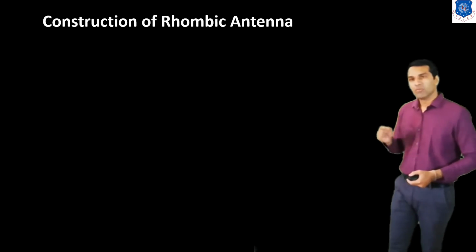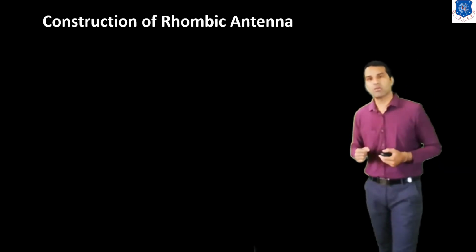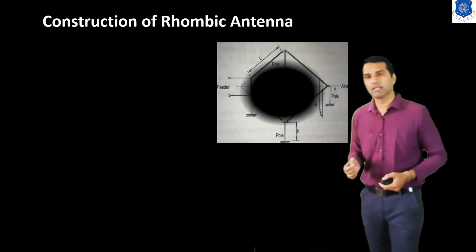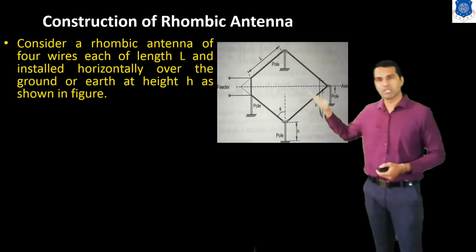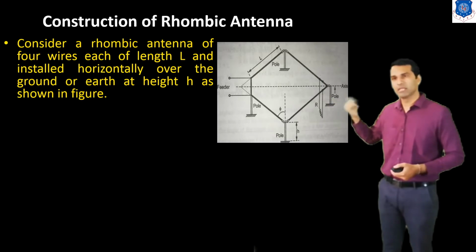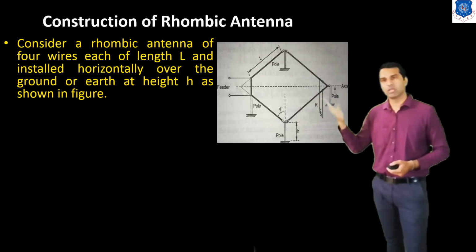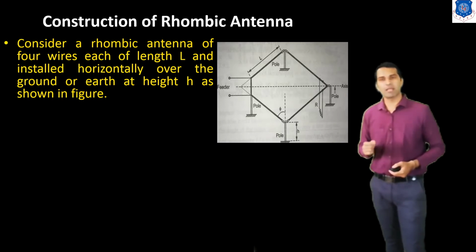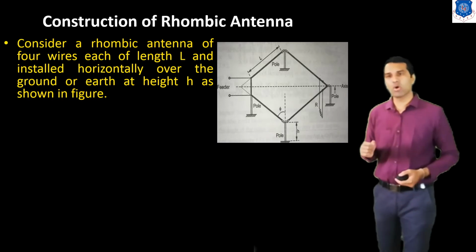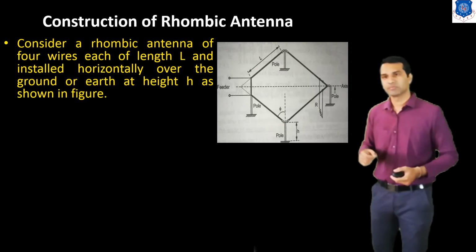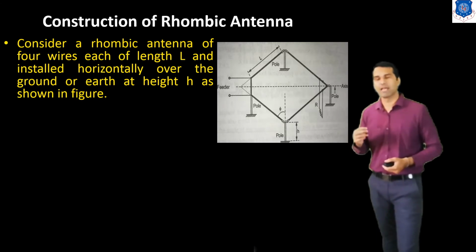Now we discuss the construction of the rhombic antenna. How can we construct the rhombic antenna? So here, this is the figure of the rhombic antenna. We can see, consider a rhombic antenna of four legs, 1, 2, 3, 4. We can see each of length L, and installed horizontally over the ground or earth at a height h as shown in this figure.